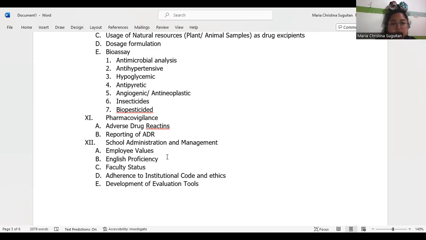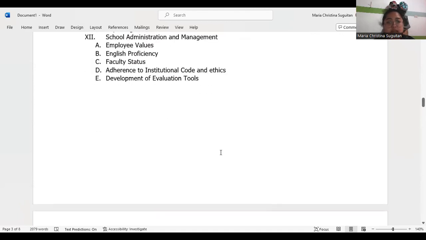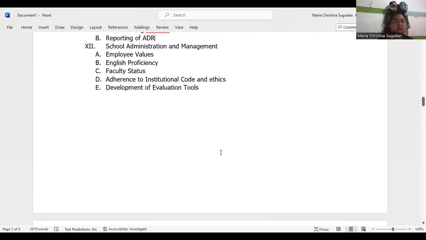Okay, and then, school administration and management. We have employee values, ayan, English proficiency, faculty status, adherence to institutional code and ethics, development of evaluation tools, and yung sinasabi kong evaluation, okay? Kaya nga, di ba yung ibang mga teacher medyo nag-i-improve, may mga teacher na hindi nag-i-improve.